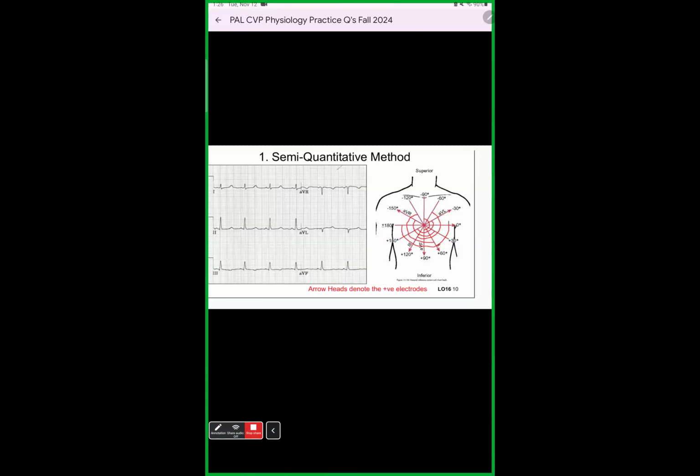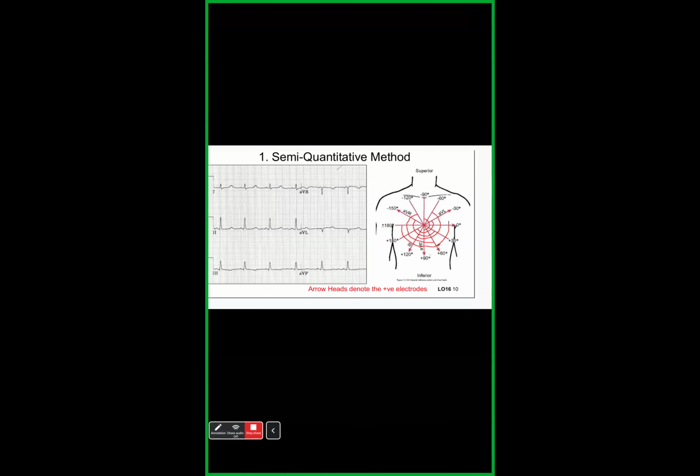And the closest to negative 60, or the closest to the opposite of lead three, is negative 50, and that's the answer choice, basically. And this is a really bad way to determine it because it's basically guesswork. There is a better way to do it based on our lectures, which is this way, where you do the semi-quantitative method, where you only use the three leads that are provided.